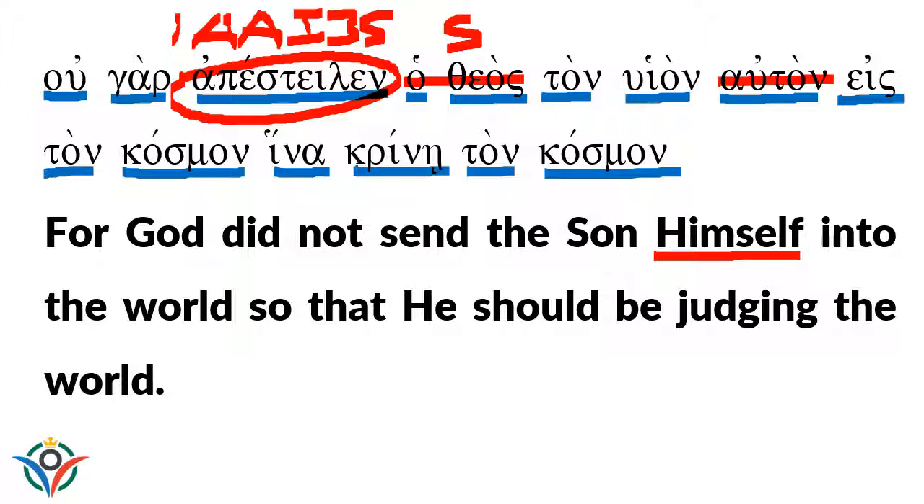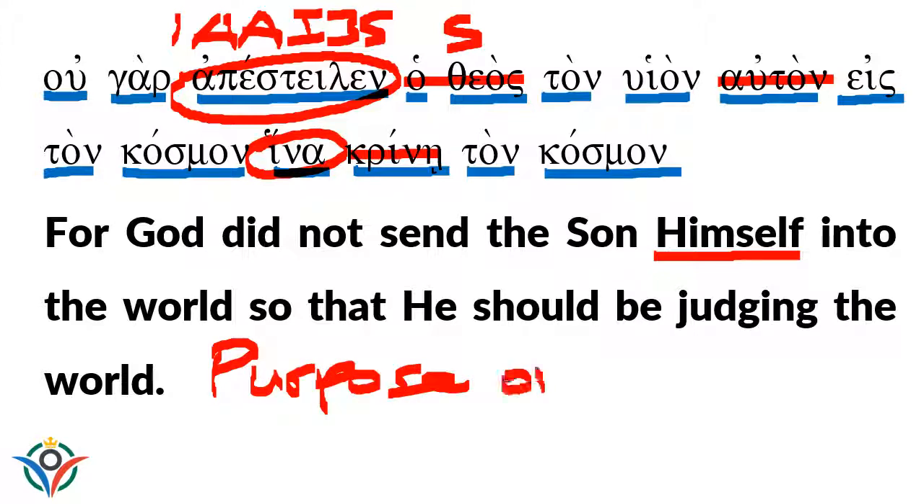And then the big thing that I want to quickly just bring to your attention is the particle hina. Remember, it's a clue. Beep, beep, beep, it tells us that the subjunctive is coming. So the verb krinei is in the subjunctive mood. But the big question that I want to leave you with here is hina. Is it communicating purpose or result?